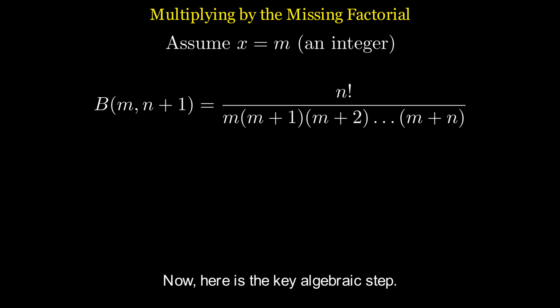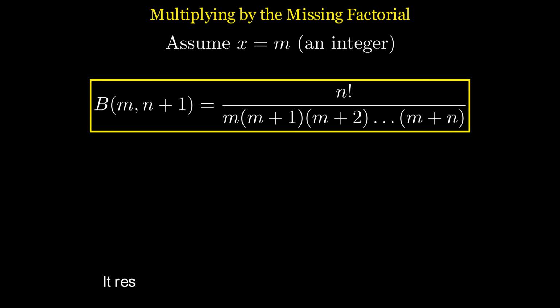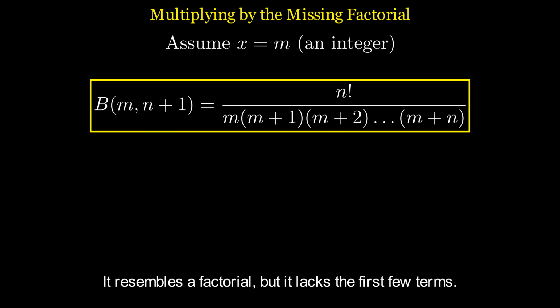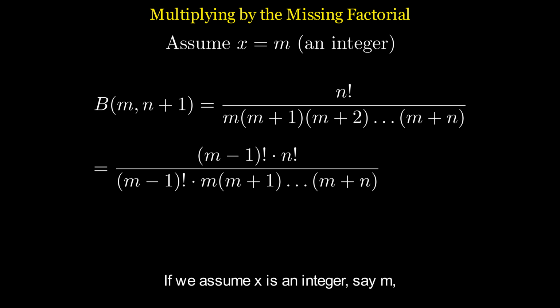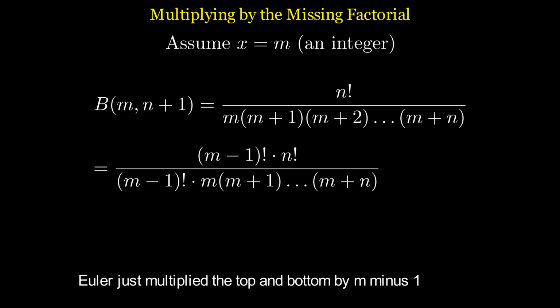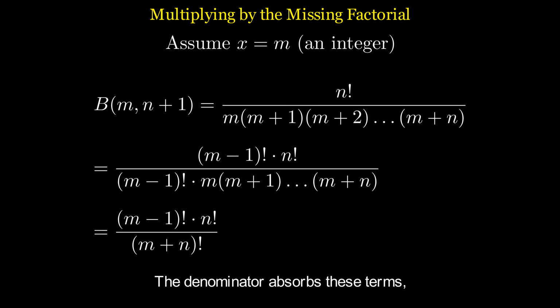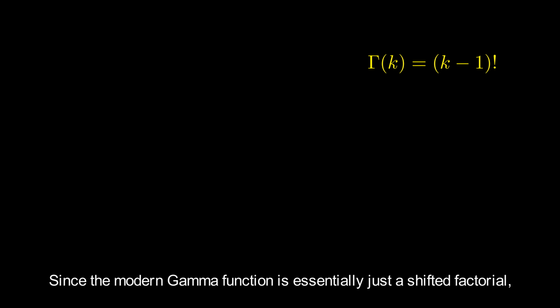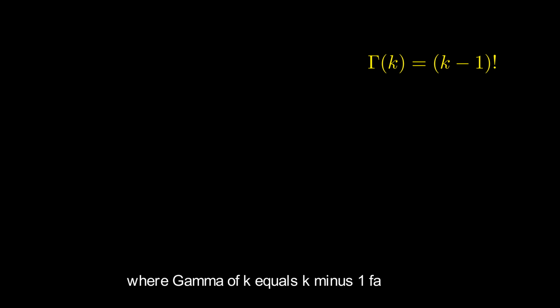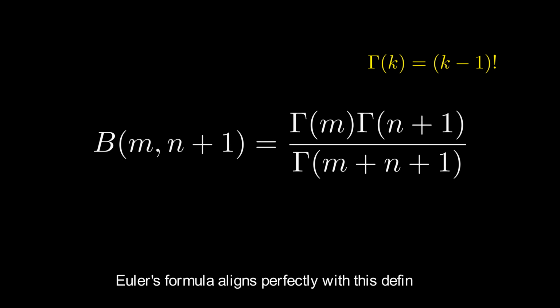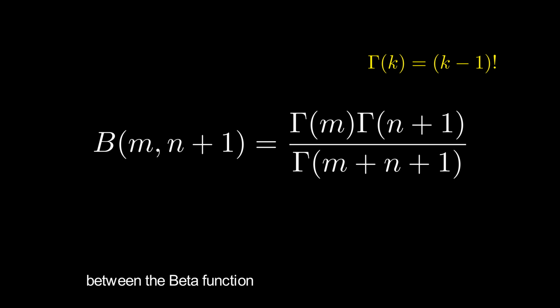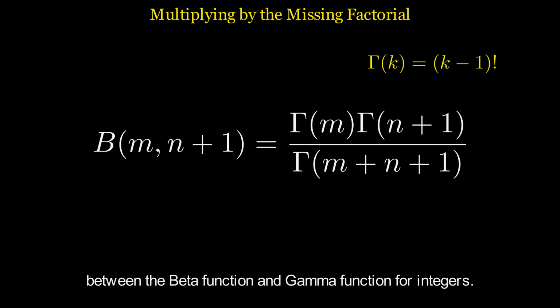Now here is the key algebraic step. Look at the denominator. It resembles a factorial, but it lacks the first few terms. If we assume x is an integer, say m, Euler just multiplied the top and bottom by m minus 1 factorial. The denominator absorbs these terms, becoming exactly m plus n factorial. Since the modern gamma function is essentially just a shifted factorial, where gamma of k equals k minus 1 factorial, Euler's formula aligns perfectly with this definition. This completely proves the exact relationship between the beta function and gamma function for integers.